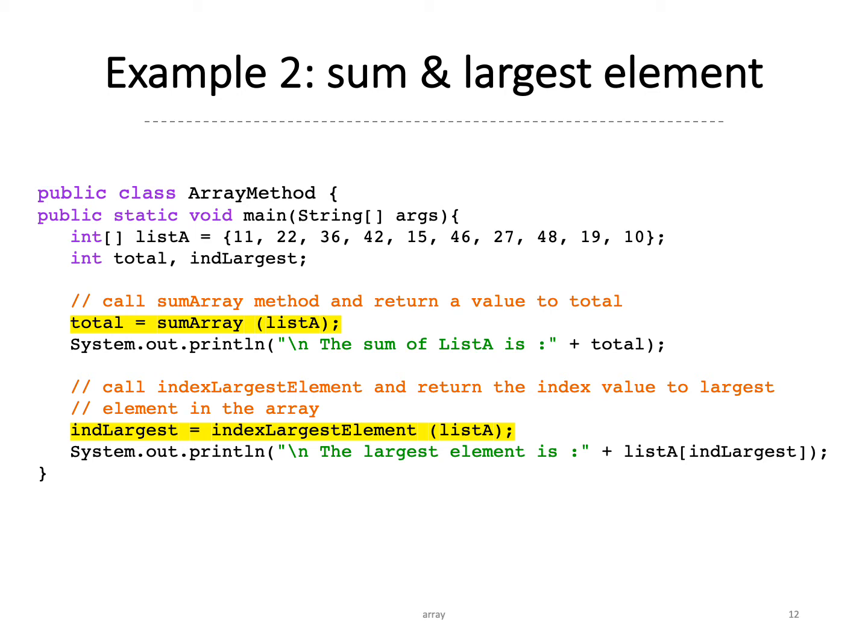Let's look at another example. In this example, it tries to find the sum and the largest element in the array. We have a class called arrayMethod. In the main method, we have an array of type int called listA and contains the values 11, 22, 36, 42, 15, 46, 27, 48, 19, and 10. In this class, there are 2 other methods called sumArray and indexLargestElement, which will return the sum and the largest index number.